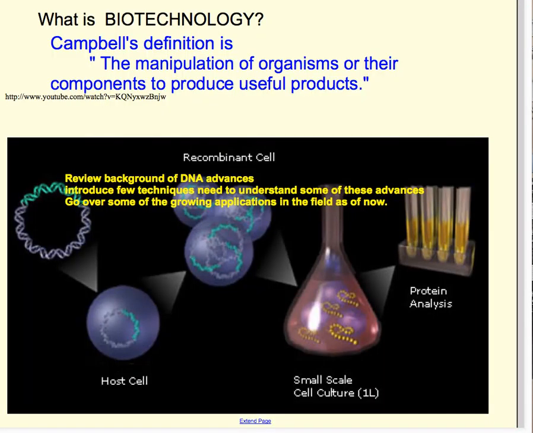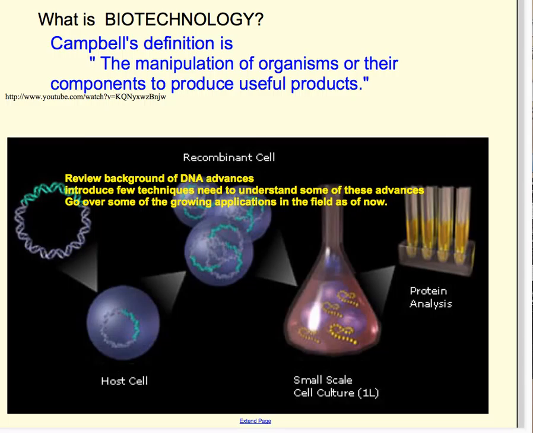Okay, so let's discuss what is biotechnology. The definition for biotechnology in our Campbell Bio 1010 book is the manipulation of organisms or their components to produce useful products. And so this picture here is actually showing you some of the things that have to happen in order for biotechnology to work.